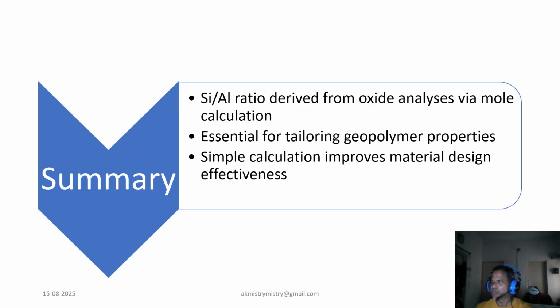Now, to summarize, the silica alumina ratio is derived from oxide analysis via mole calculation. It is essential for tailoring the properties of geopolymer material and optimizing their performance in real world applications.